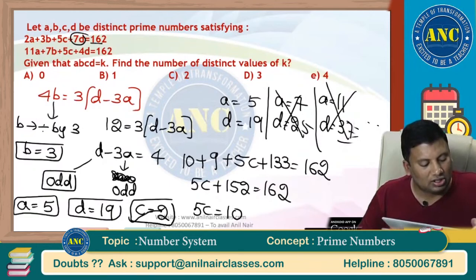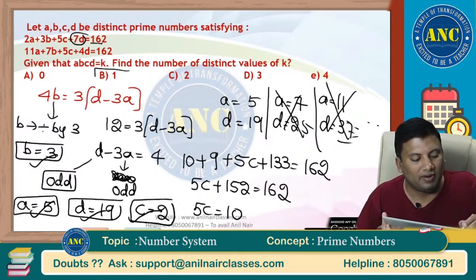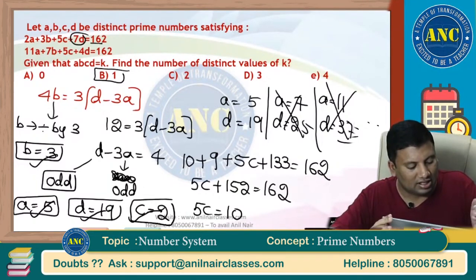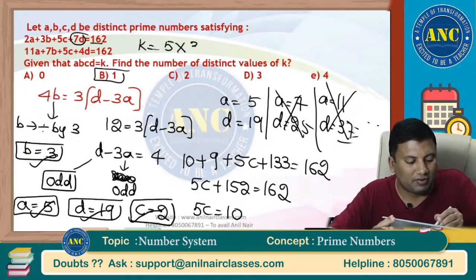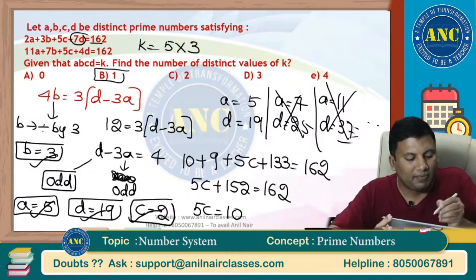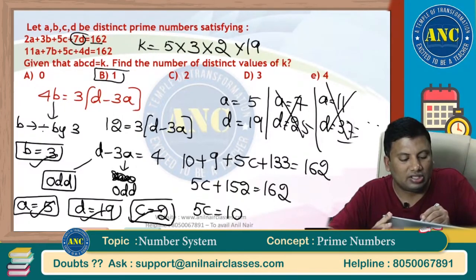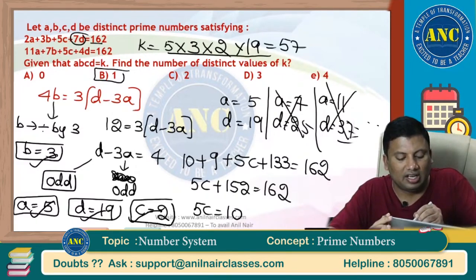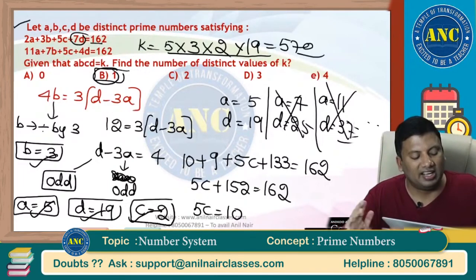So, C is 2: 2, 3, 5, 19, all are prime numbers. How many values can it take? Only one value it will take. What is that value? A is nothing but 5. Seems like a complex question, but very easy. B is 3, C is nothing but 2, and D is nothing but 19. K value is nothing but 570. So, only one value it is taking. I hope this idea is clear.